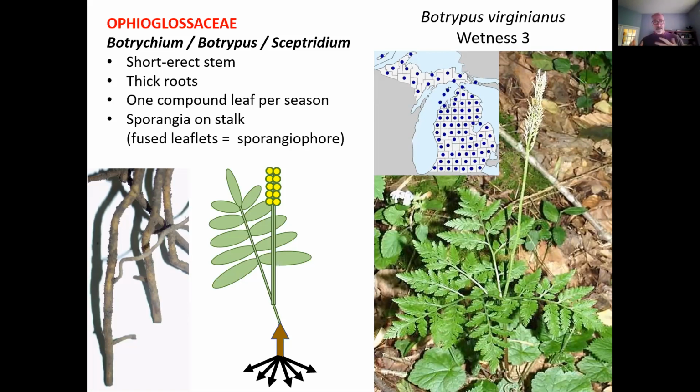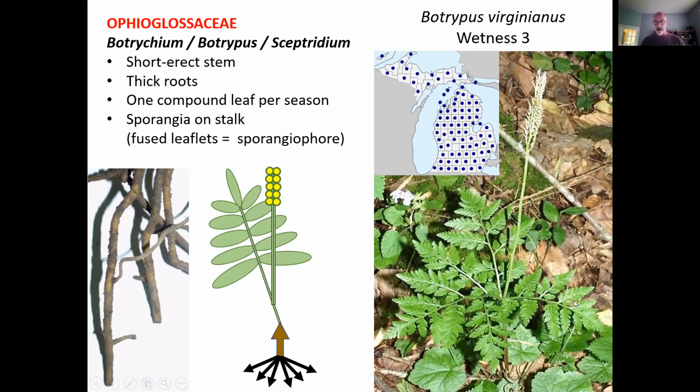Another funny thing about this clade, the Botrychium, Botrypus, Septridium clade, is that they produce only one compound leaf a year. One leaf, that's it. If that leaf gets eaten or smashed or whatever, that's it. They may produce a leaf in the following year if they have the reservoir to do it, or they just die. One leaf. And they present their sporangia on a stalk.